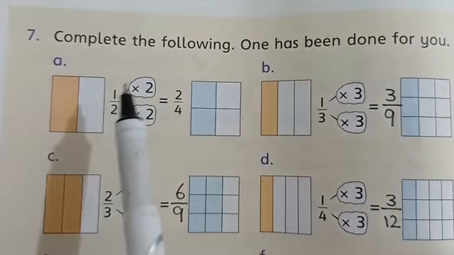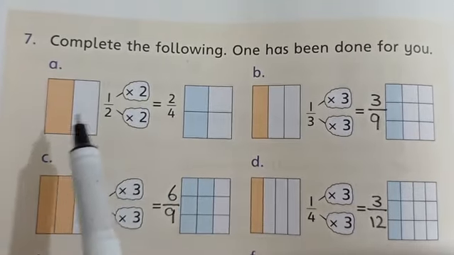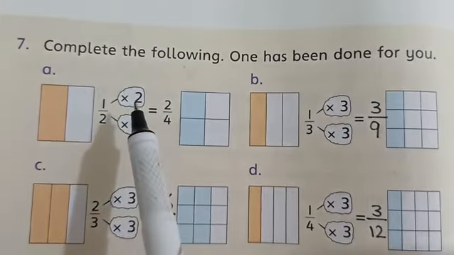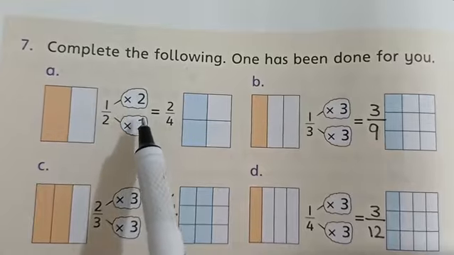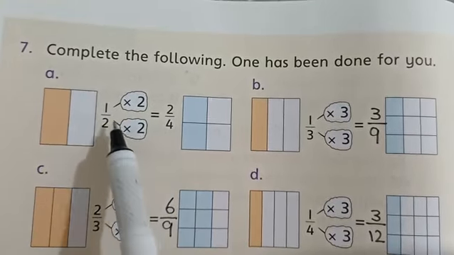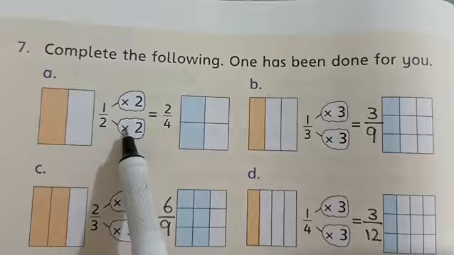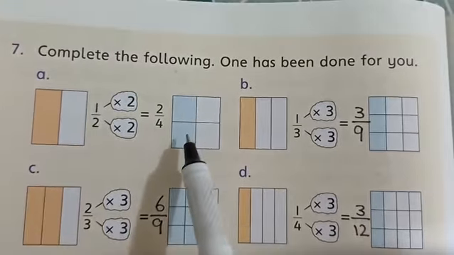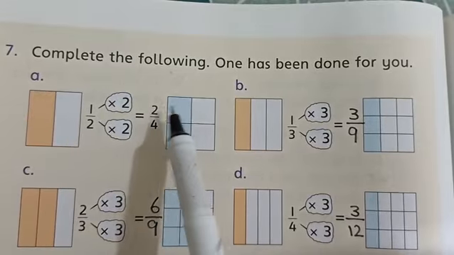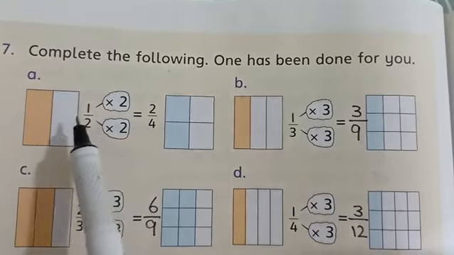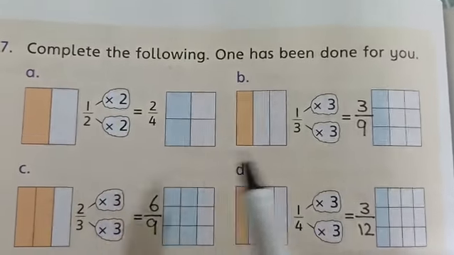Next question number 7. Complete the following. Look at this. Here we have 1 by 2. When we multiply numerator and denominator with the same number, that is 2, it is 1 2s are 2 and 2 2s are 4. Look at this, here we have total 4 parts and how many shaded parts? It is 1 and 2, 2 by 4. So 1 by 2 is equal to 2 by 4.